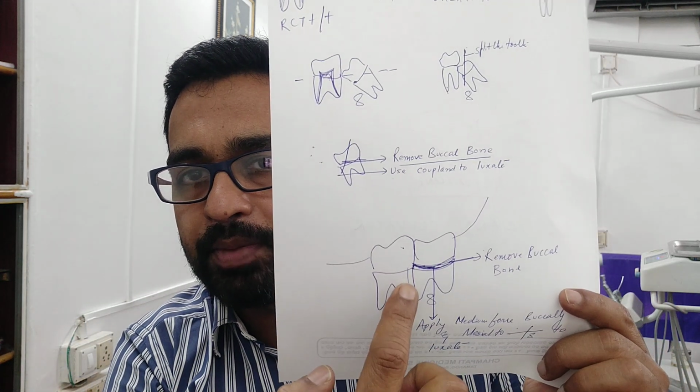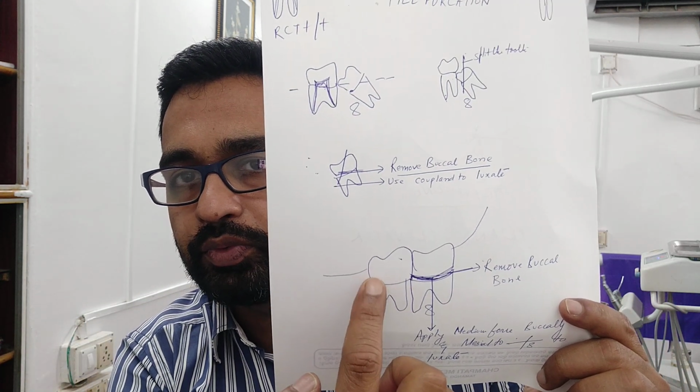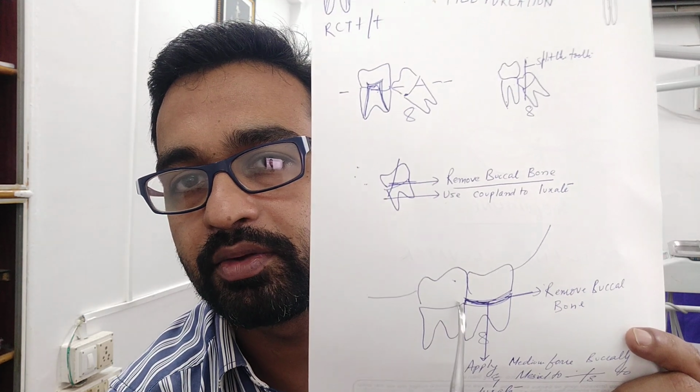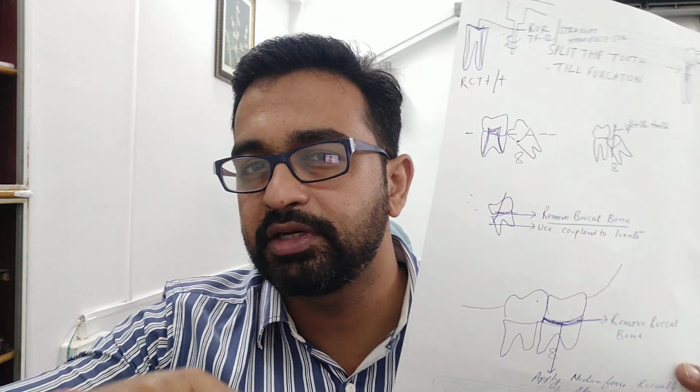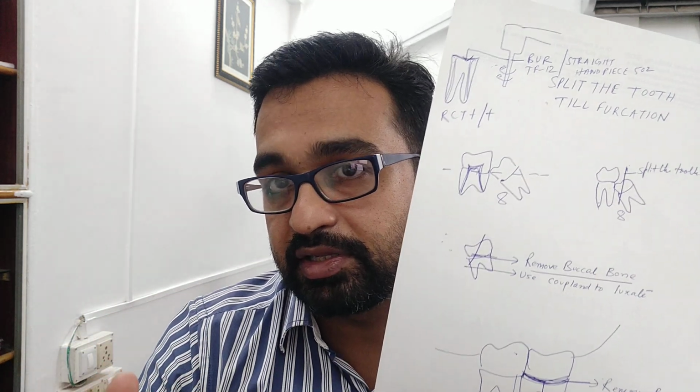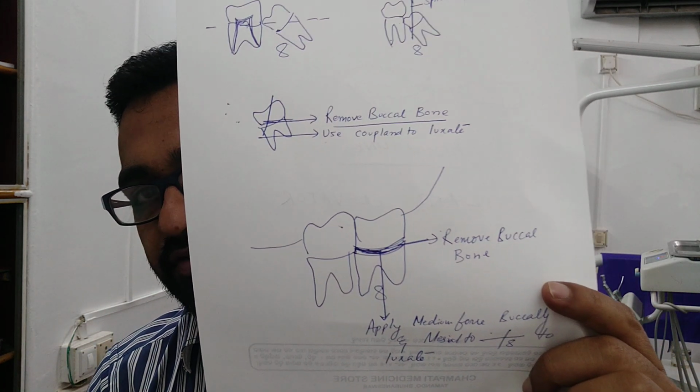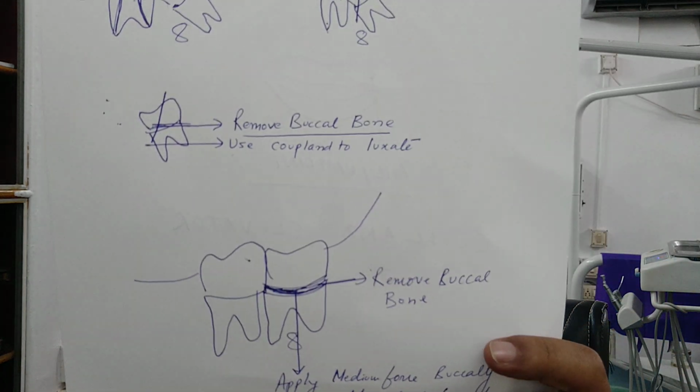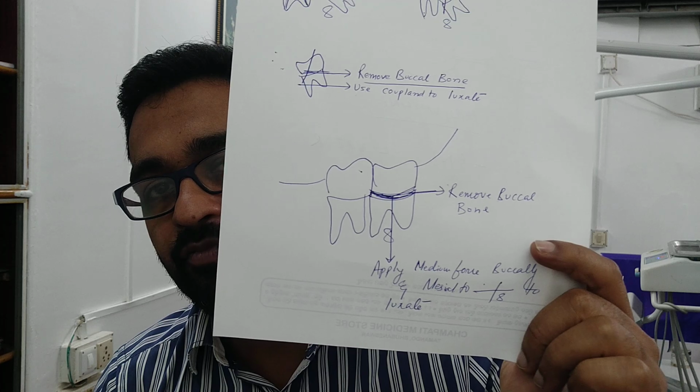And also you apply the mesial to the 8. This area, you have to apply the Coupland, this area, okay, and slowly try to luxate. It will take time initially, then slowly you will see the tooth will come out, so this will help you a lot, okay. And what is the amount of force which you have to use? You have to use very medium force.